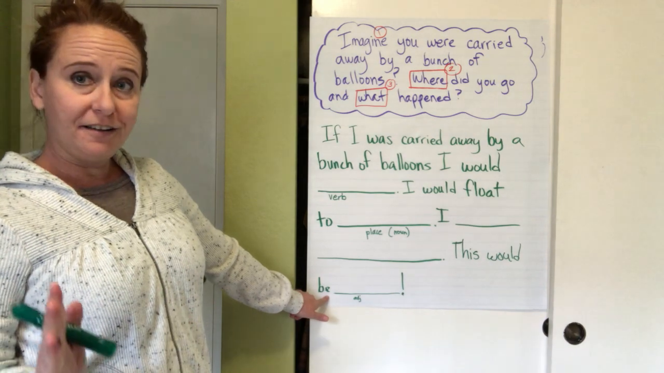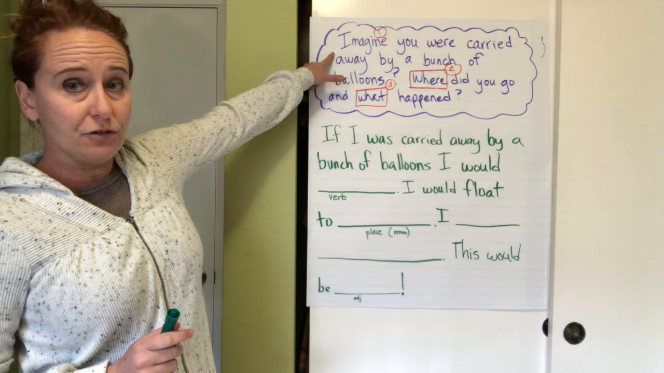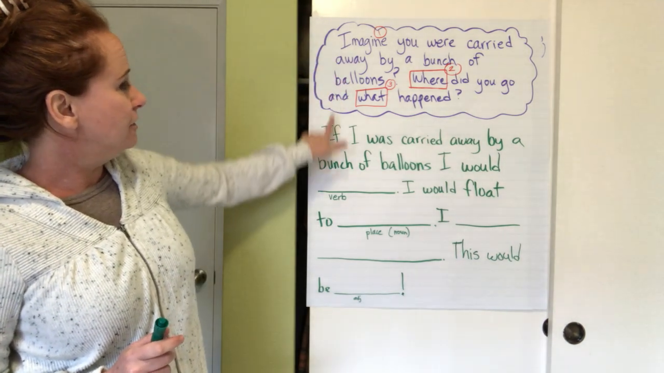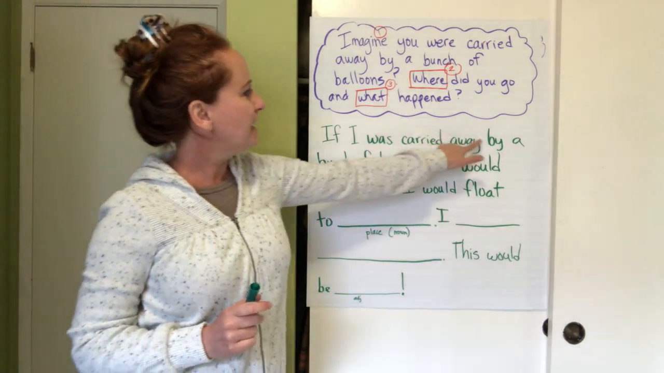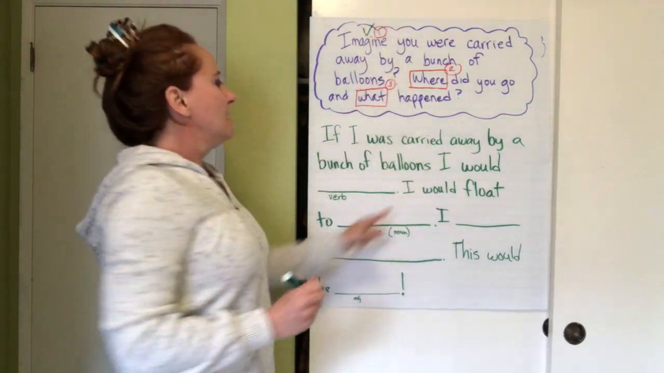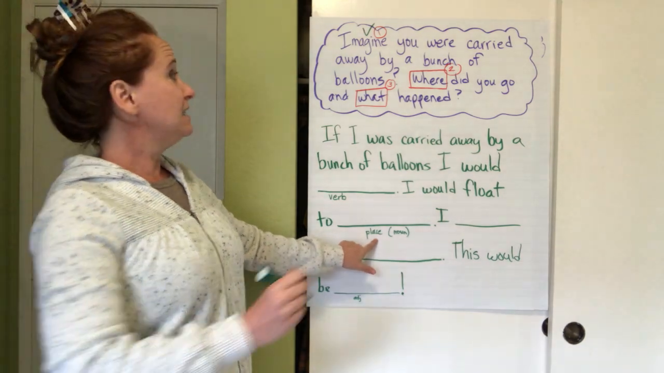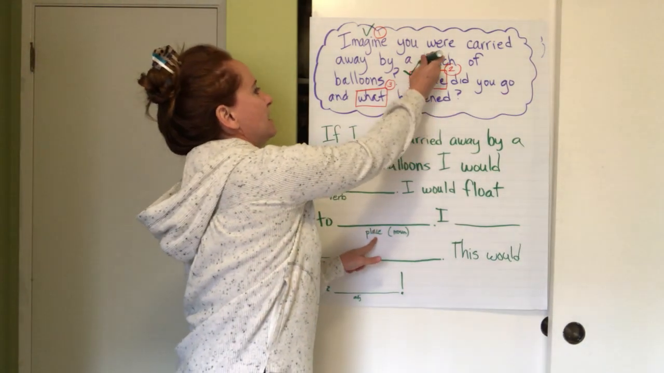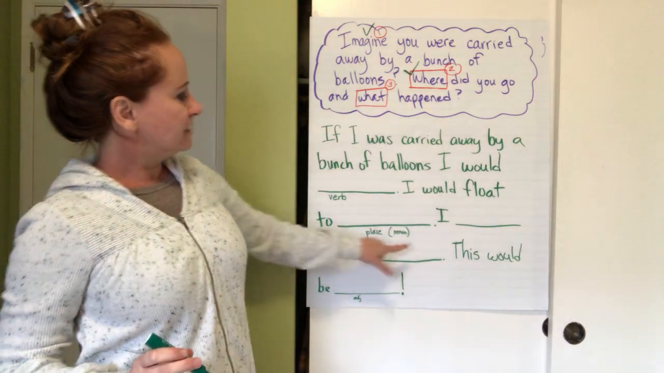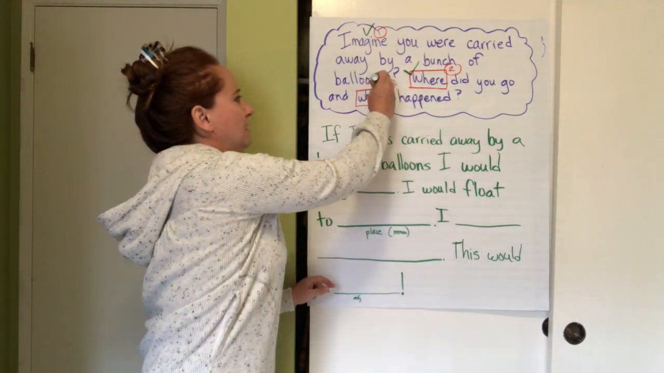Then when you are finished, go back, double check. Did you cover all three things? Imagine you were carried away by a bunch of balloons. If I was carried away by a bunch of balloons, okay, looks like I got that part under control. I would blank. I would float to blank. That's a place word. Okay, that's my where did I go? Yep, got that. And this is my spot where I'm going to talk about what happened. So I've got that worked out.